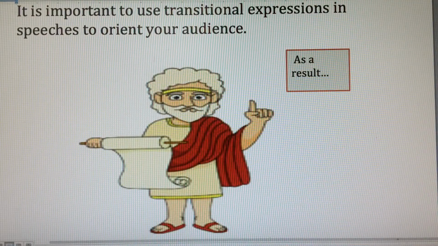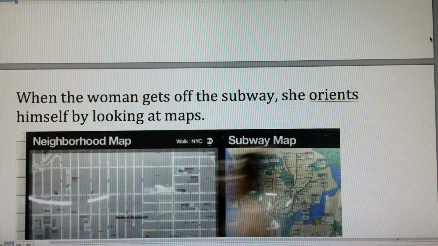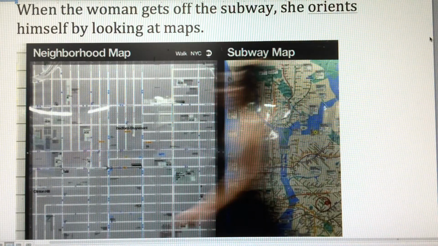So if we look at another sentence example, when the woman gets off the subway, she orients herself by looking at maps. In other words, she's finding her position. Sometimes when you get out of a subway, it's hard to know which way is north and south and which direction to walk. So you have to look at a map to orient yourself, to find your position in relation to your surroundings. So that's the second definition.